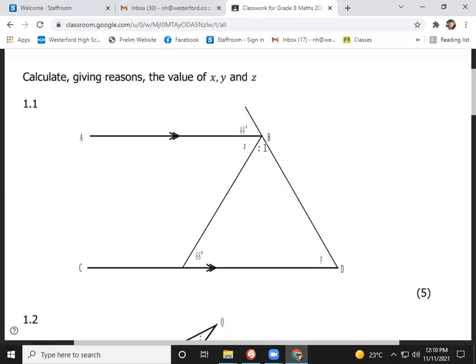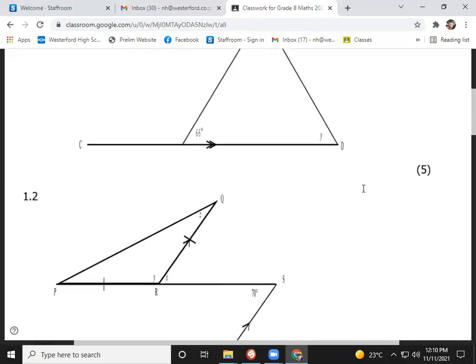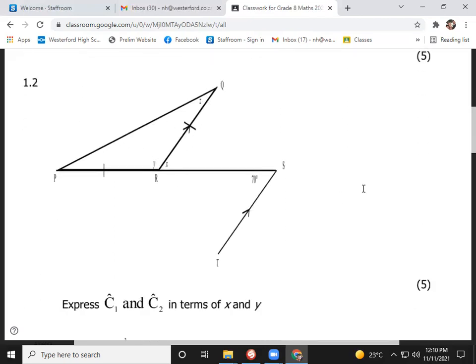Okay, so that's how you need to think about it, guys. If there are parallel lines, you literally are going to work through a process of elimination. Is there a Z shape? Is there an F shape? Is there a C shape?